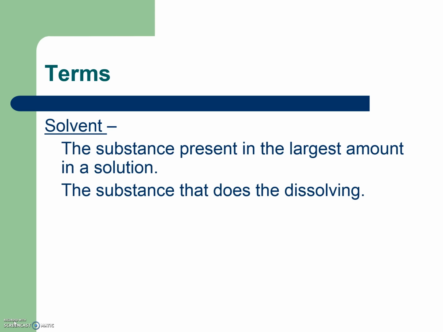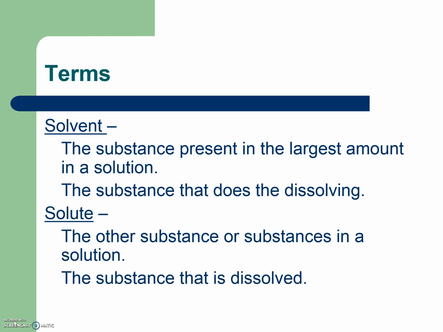Solvent is the substance that's present in the largest amount in a solution. It's the substance that does the dissolving. 99% of the time, our solvent is going to be water. It's referred to as the universal solvent because it's used so often. It doesn't mean that it's the only solvent.